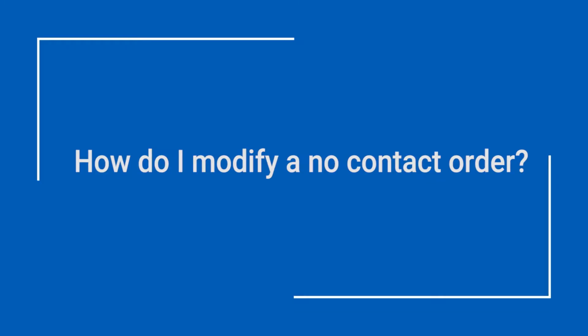You may be asking yourself, what if I would like to make changes to the no contact order? The first thing you need to do is contact the Victim Services Program to set up an in-person or virtual meeting. Here in Clackamas County, our Victim Services Program is located within our Parole and Probation Office. Contact your local office to determine who to contact to request a modification.